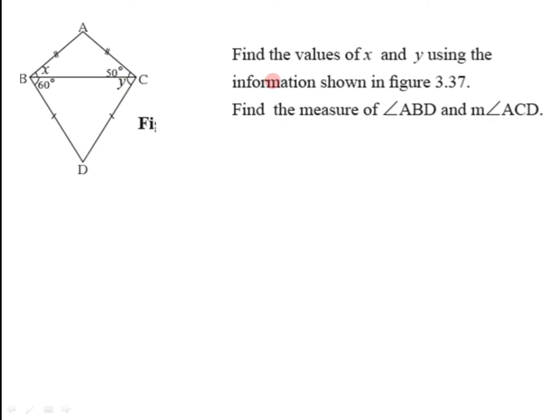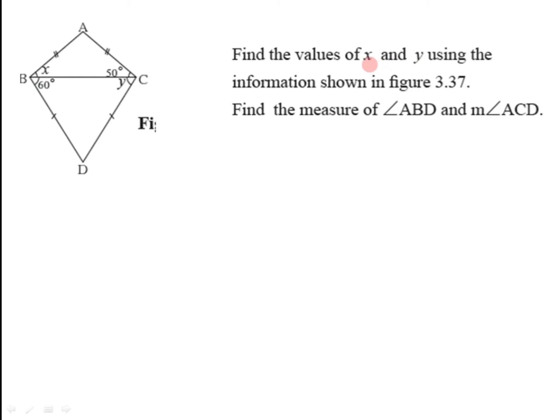Let us solve the next problem. The question is based on the diagram given. In this diagram, triangle ABC and triangle DBC, these two triangles are given. Question is, find the values of X and Y using the information given in this diagram. And also we have to find the measure of angle ABD and the measure of angle ACD.